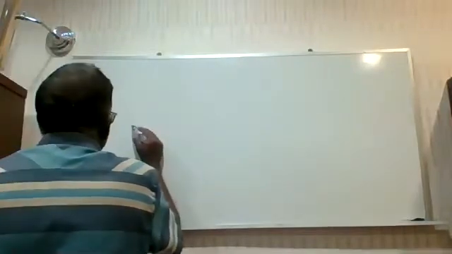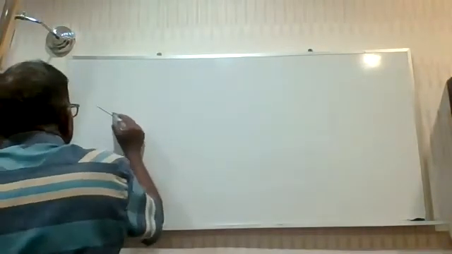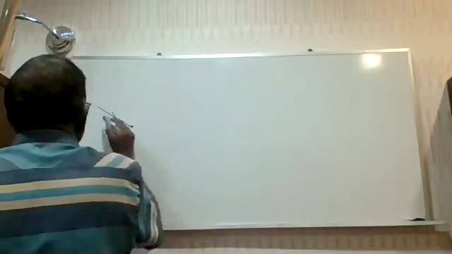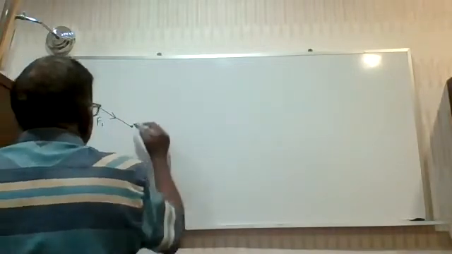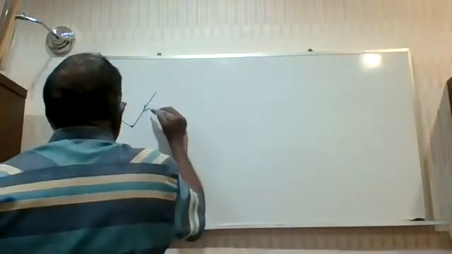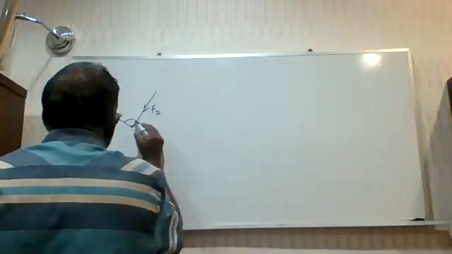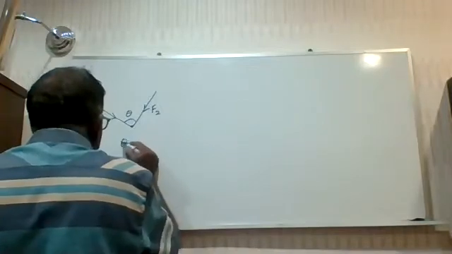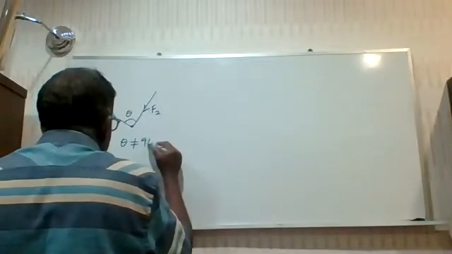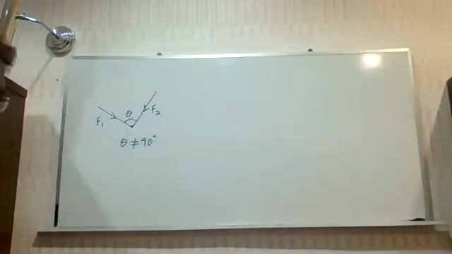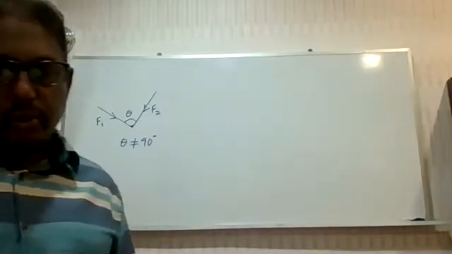Now let's say there are two forces that act at a point, but they are acting at an angle. Say you have this point, with one force coming in that direction, F1, and another force coming in that direction, F2. This is theta, and this theta is not 90 degrees. That means we have two forces that are not acting perpendicular to each other.